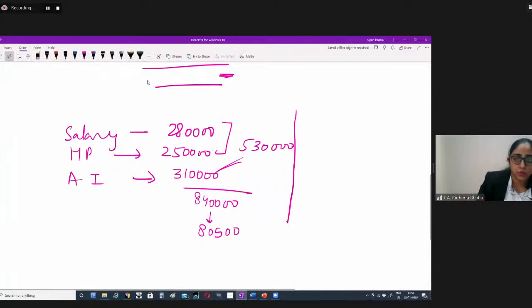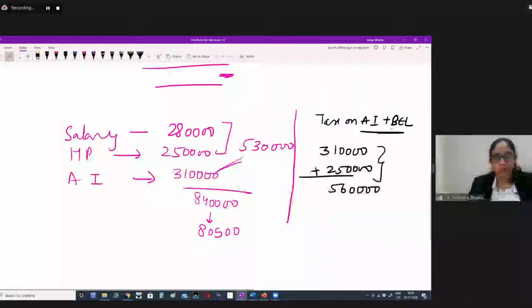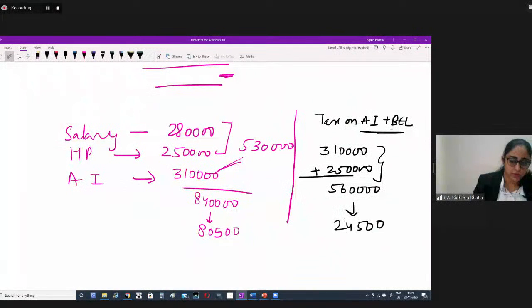Clear? Then I told you to calculate tax on agricultural income, but adding the basic exemption limit. Why are we adding the basic exemption limit? Because on this 3,10,000 plus 2,50,000, 5,60,000, I calculate my tax. If I ask you to calculate tax on 3,10,000 only, what you will do is give the basic exemption limit of 2,50,000 again, which is not to be given because already in step 1 you have taken the basic exemption limit benefit. That's why you are increasing your income by the basic exemption limit. So on this 5,60,000, I calculate my tax. It comes to 24,500.